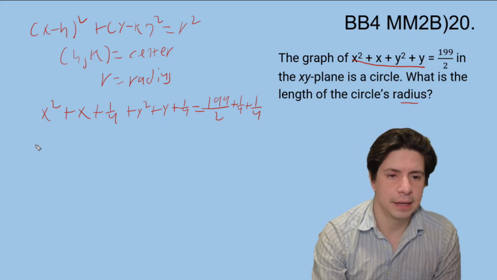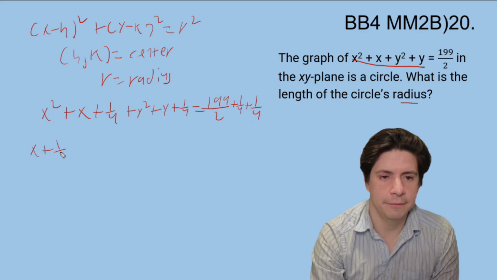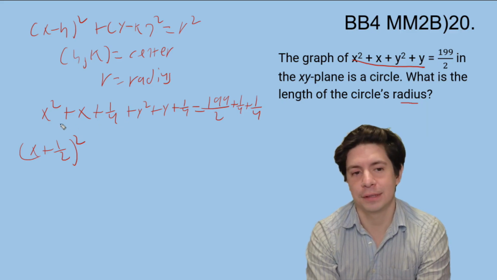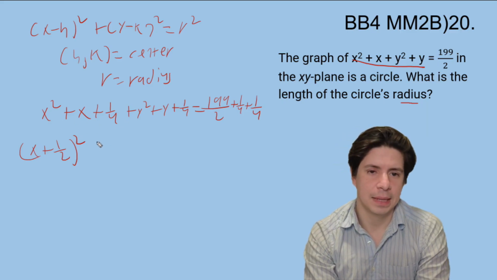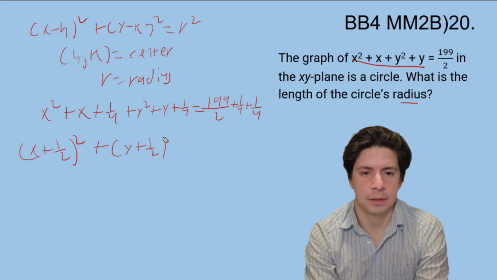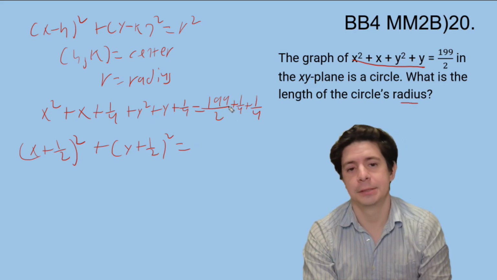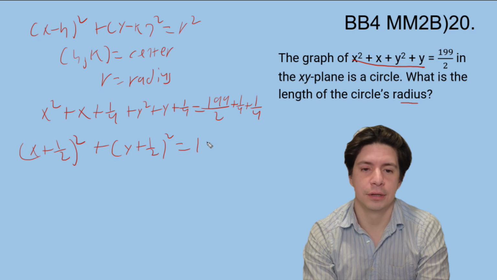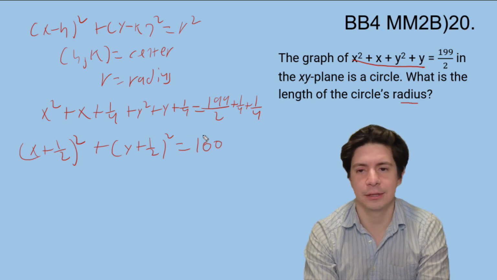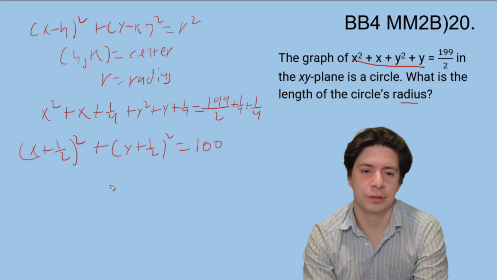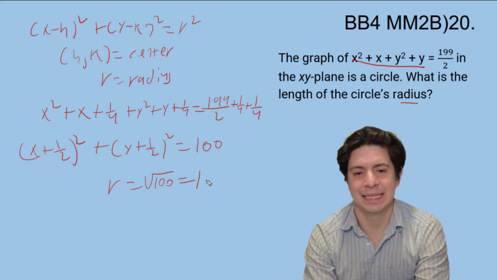And now I have (x plus 1/2) squared, because the whole point of completing the square is to make a perfect square here, plus (y plus 1/2) squared equals 1/4 plus 1/4 is 1/2 plus 199 is going to be 200 over 2, 100. Okay, we don't care about the center because we just care about the radius. And the radius is the square root of 100. R equals root 100. R equals 10.